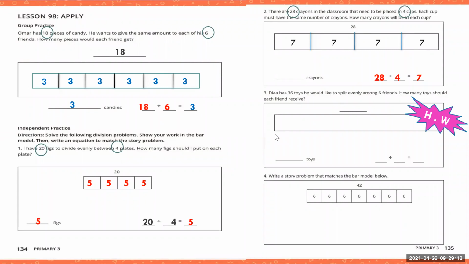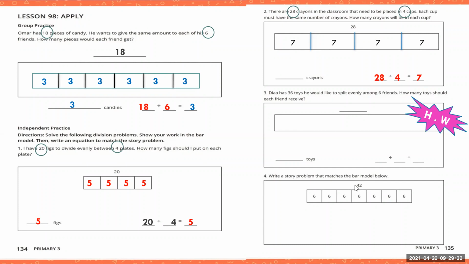The next one will be homework for you. Okay, Dia has 36 to split evenly among 6 friends. So I will divide 36 by 6. Here you should write a story problem.